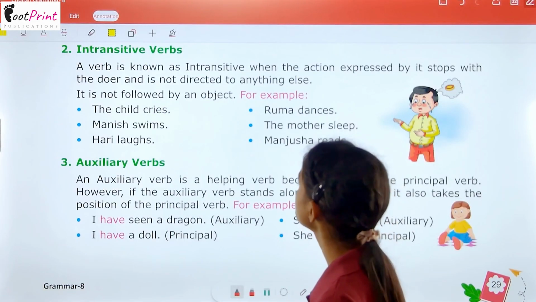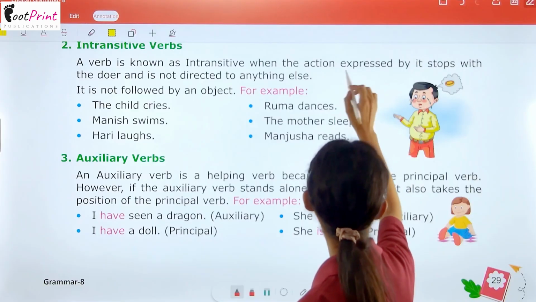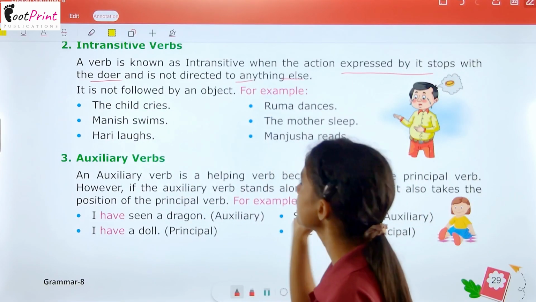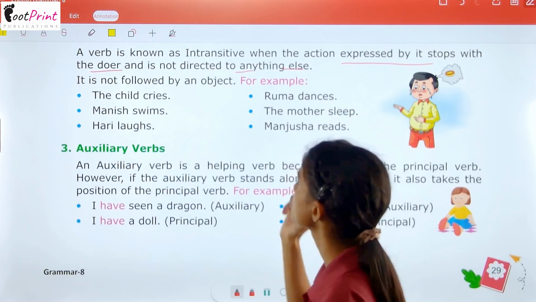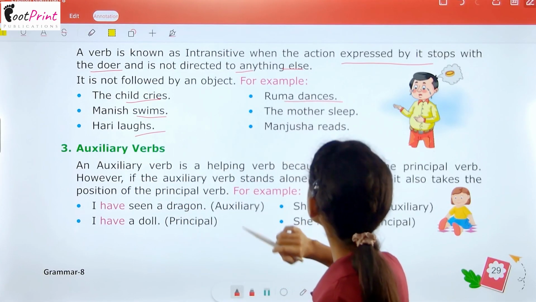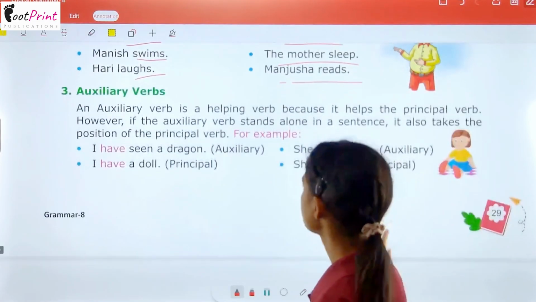This is the second kind of verb. It is known as intransitive. When the action expressed by it stops with the doer and is not directed to anything else, when the verb does not need any object to make its complete sense. The child cries, Manish swims, Hari laughs, Ruma dances, the mother sleeps, Manjusha reads.